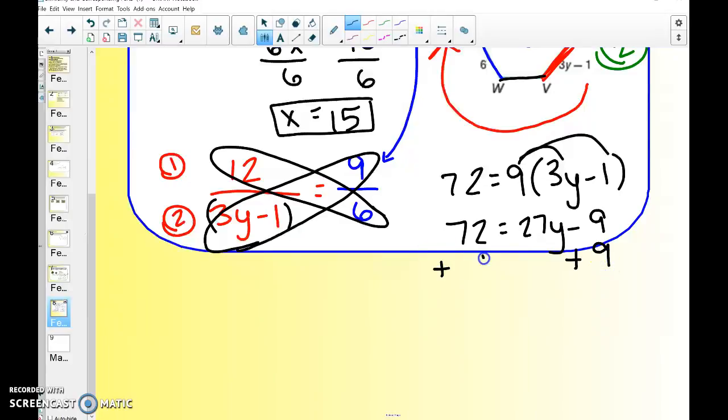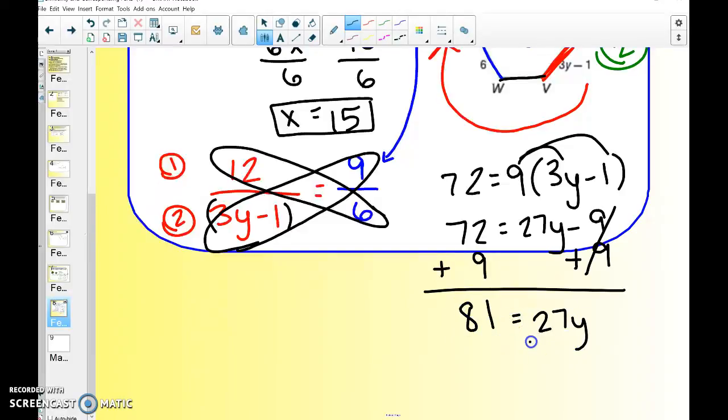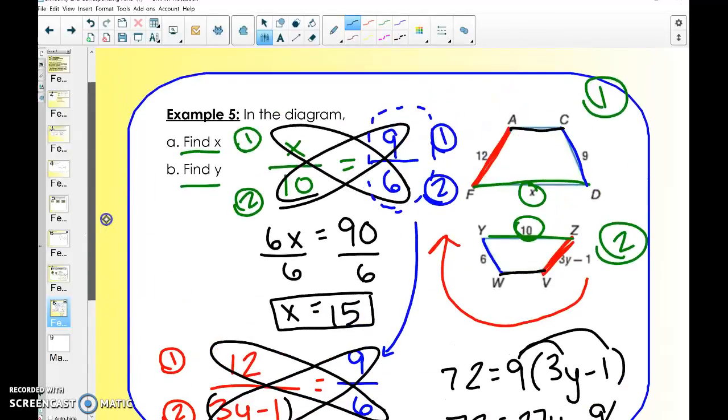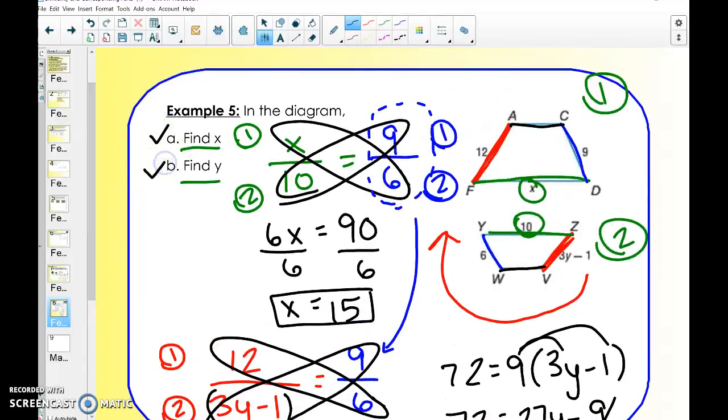Move the 9 over first. Get 27y is equal to 81. Divide both sides. You get y is equal to 3. All right, go back and check. Did you solve for everything? Solve for x, solve for y.